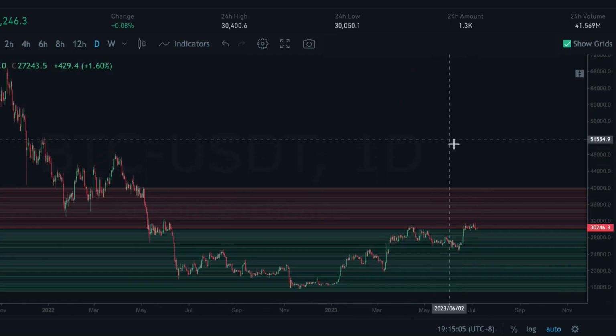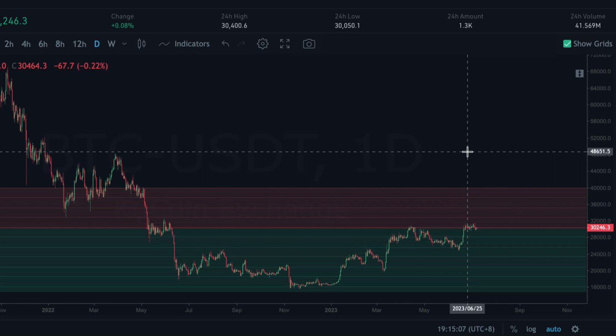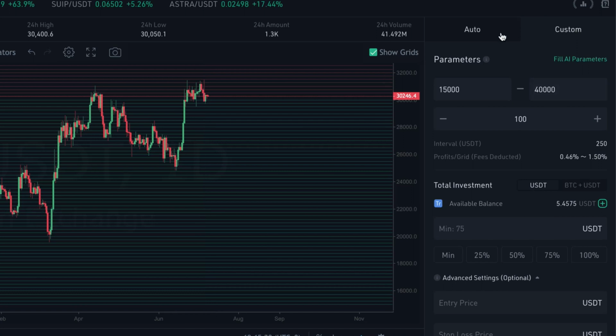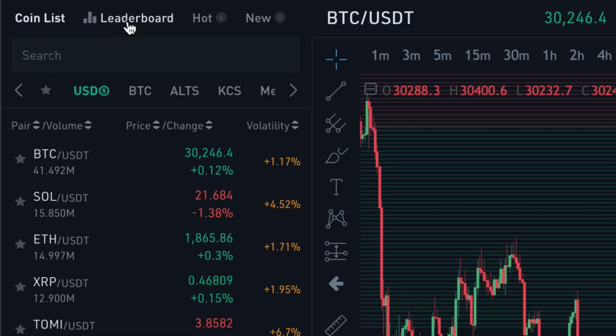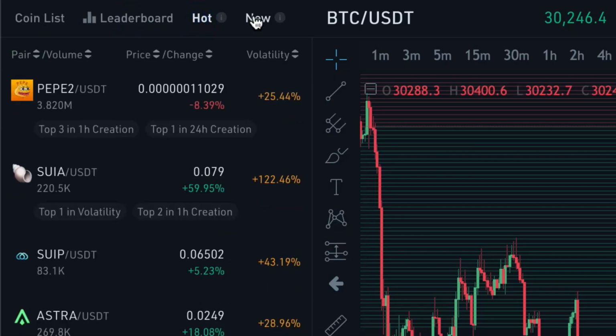So it will go up to a certain point and take profits at that price by selling all your positions back into USDT. So that's how you set up custom parameters for the bot. Now, you can also look over here on the left-hand side that they have a leaderboard, hot and new.